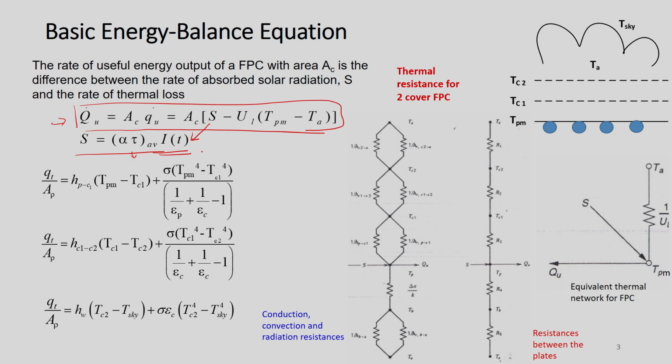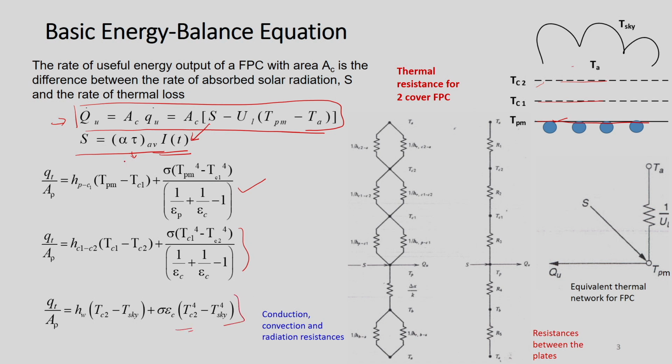So, let us now consider a flat plate collector with a two glass cover system. We have an absorber plate here, this is glass cover 1, and this is glass cover 2, which are at temperatures Tc1 and Tc2 respectively. Ta is the ambient temperature. To understand the heat exchange between the plate and glass cover 1, we have an expression like this. Between the glass covers, we can use this expression, and finally the heat exchange from glass cover 2 to ambient can be estimated by using this expression.